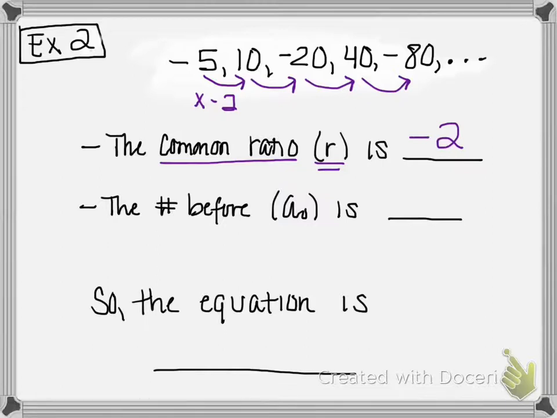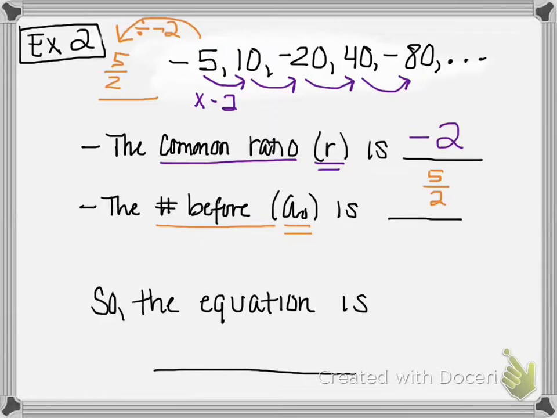Now, to find the a sub 0, the number that came before, I want to work backwards. So instead of multiplying by a negative 2, I'm going to divide by negative 2. So negative 5 divided by negative 2, you can do that in your calculator if you need to, and it might give you a decimal, it might give you a fraction. I'm going to keep mine as a fraction, as a positive 5/2. If you do 2.5 as a decimal, that's fine as well. So 5/2 is my a sub 0.